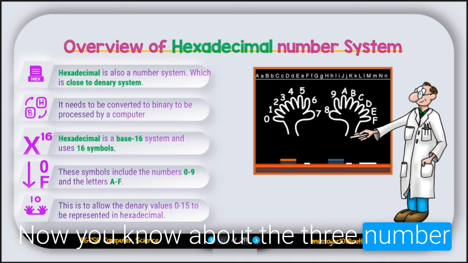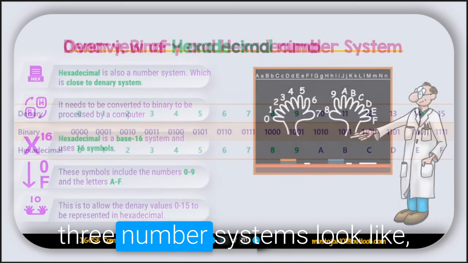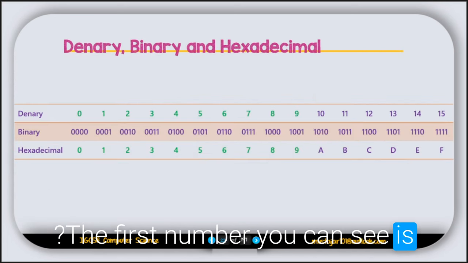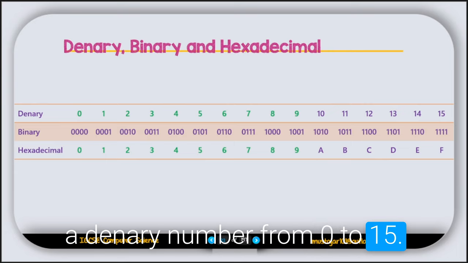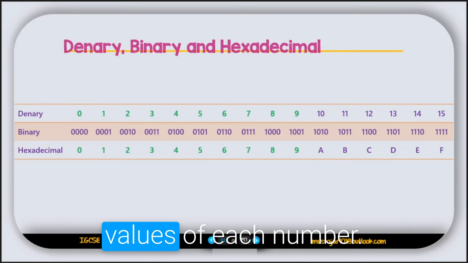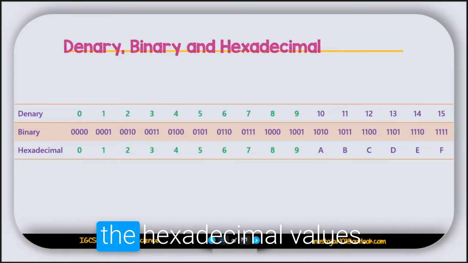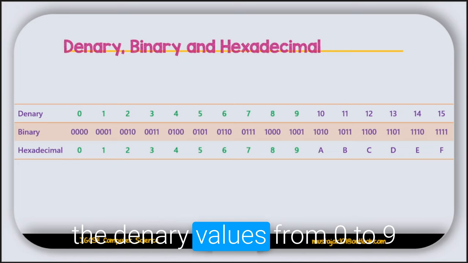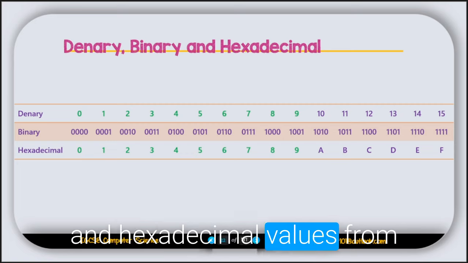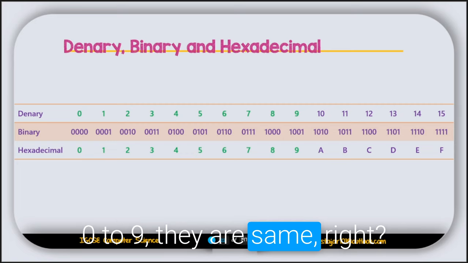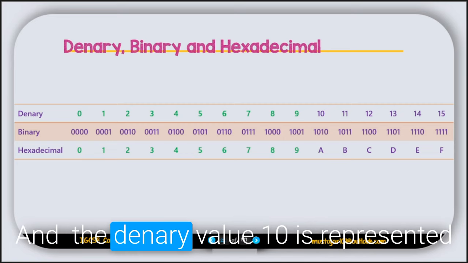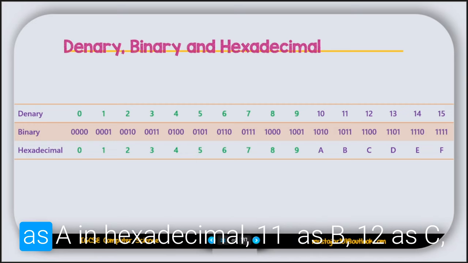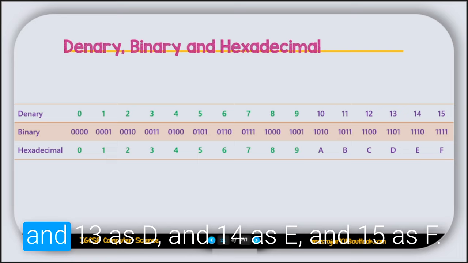Now you know about the three number systems. Now let's see how those three number systems look. The first column is the denary number from 0 to 15. Next, we have the binary values for each number. And last, we have the hexadecimal values. We can see from this table that the denary values from 0 to 9 and hexadecimal values from 0 to 9 are the same. And the denary value 10 is represented as A in hexadecimal, 11 as B, 12 as C, 13 as D, 14 as E, and 15 as F.